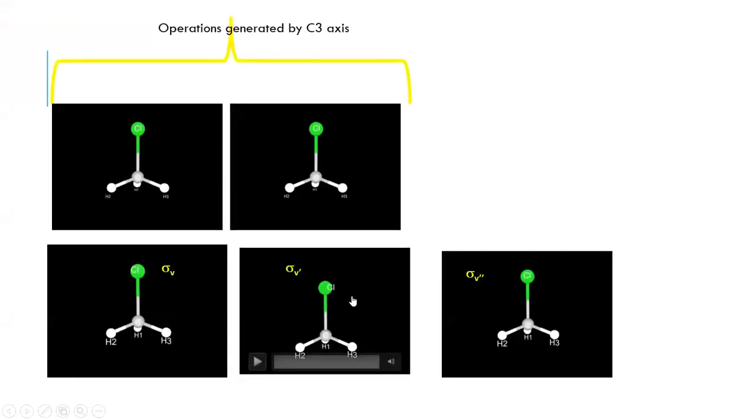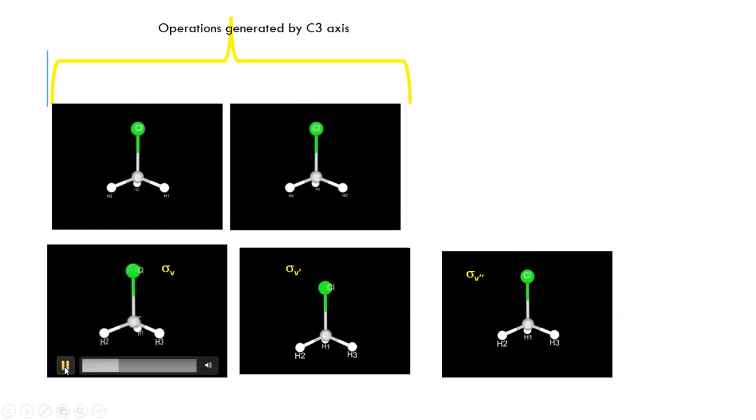And next, this molecule we'll see, and here are the symmetry elements. This is a C3 axis, and this is again the C3 axis that operates 2 times. So this is the C3 squared symmetry element. So they belong to the C3 axis operations generated by the C3 axis.